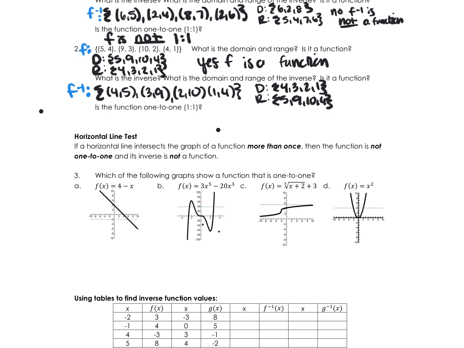And are there any repeats in this domain? No. So yes, f inverse is a function. So is this function one-to-one? Yes, if there are no repeats in the domain or the range, so both f and f inverse are both functions, right? Then it is one-to-one. So yes, f is one-to-one because there's no repeats in the domain or range.